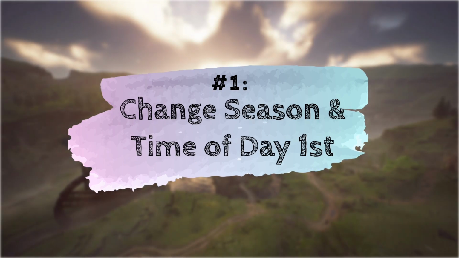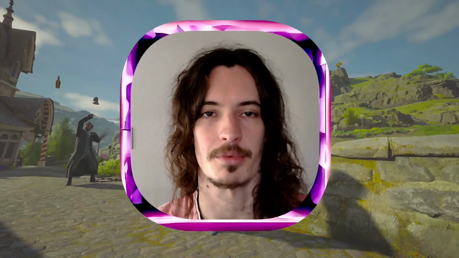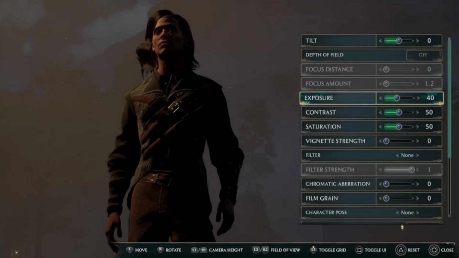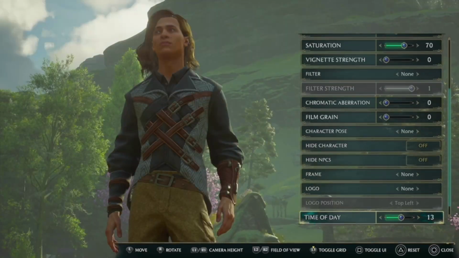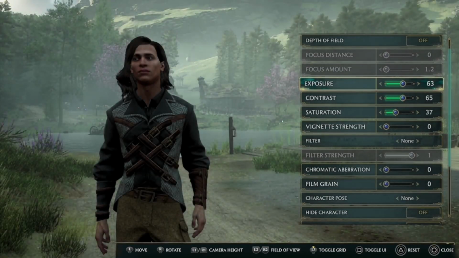So the first tip here is the least exciting out of all the tips, so I thought I'd get it out of the way first. It is changing the season and time of day first. I've found that when I mucked around with the exposure, contrast and saturation first and then went to that, I was missing out on some really cool moments because I was changing the environment after the fact, which led to some weird lighting problems.